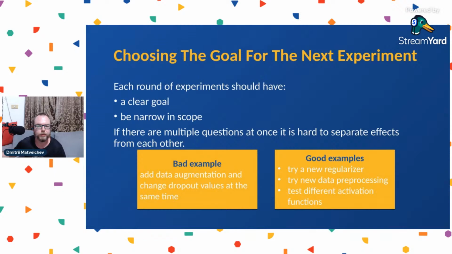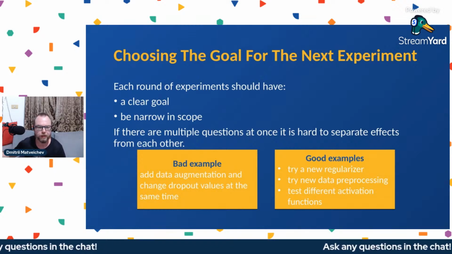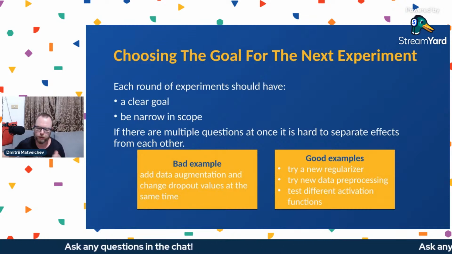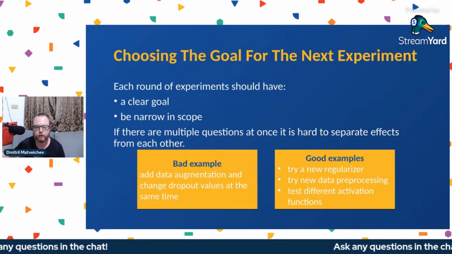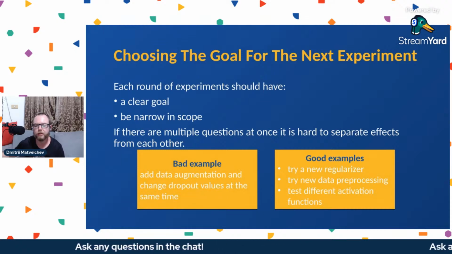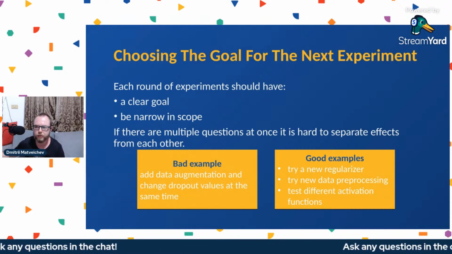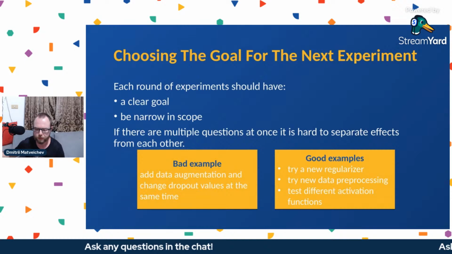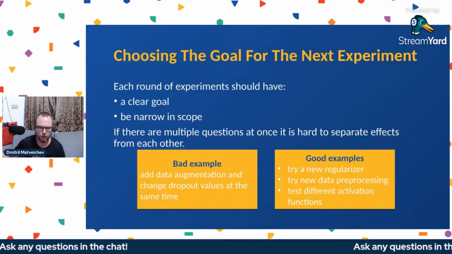So it's all good, but how do we choose the goal for the next experiment? Each experiment should have a very clear goal, such as I listed before: how different optimizers affect the model performance, how a particular data augmentation type affects the model. If you throw 5 or 10 different augmentations and run an experiment with all these data augmentations, it will be very hard to separate the effects of each data augmentation.